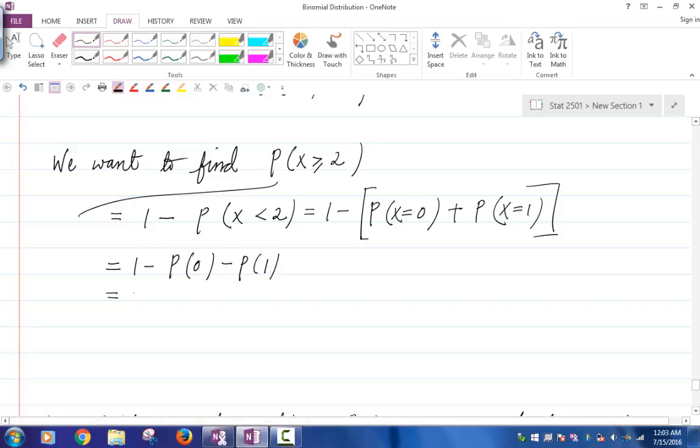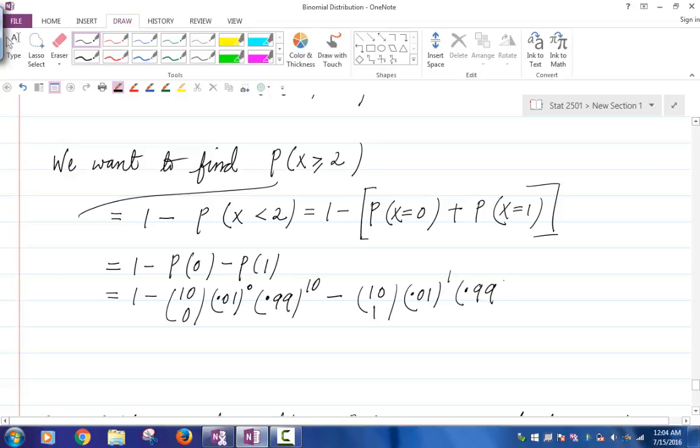And by using the PMF, we know this is 1 minus, there are 10 trials, so 10 choose 0 times 0.01 to the power 0 times 0.99 to the power 10, minus p of 1, which would be 10 choose 1 times 0.01 to the 1 times 0.99 to the 9.